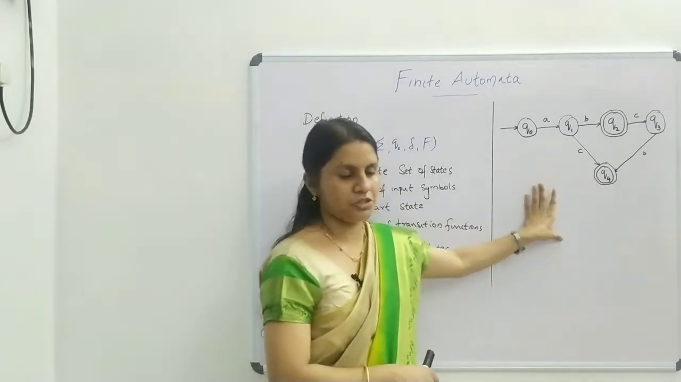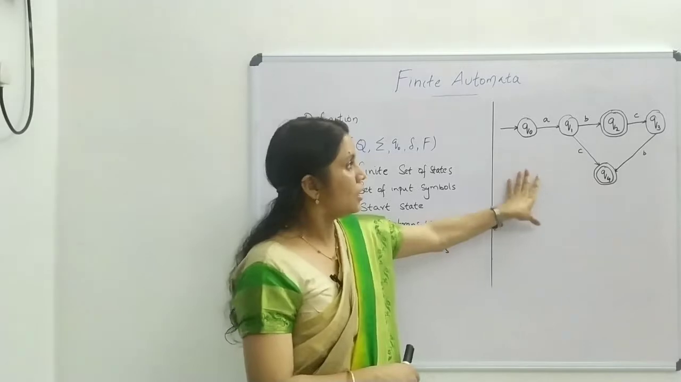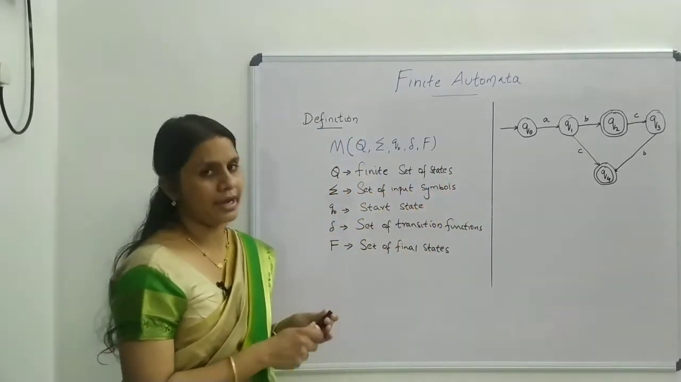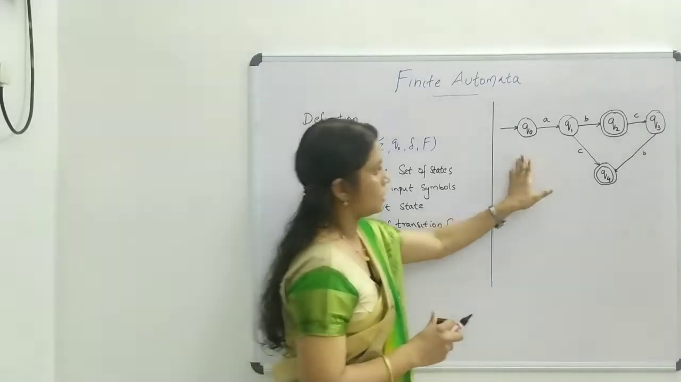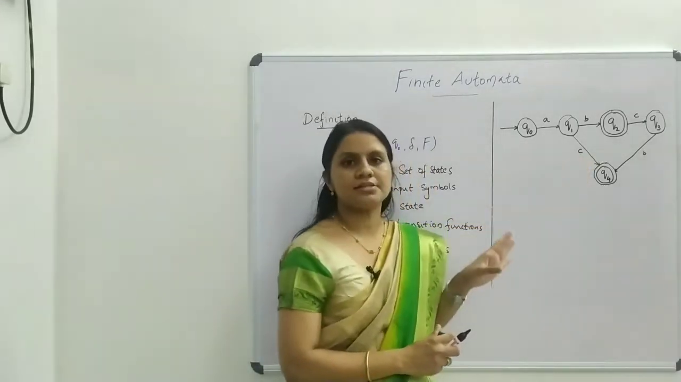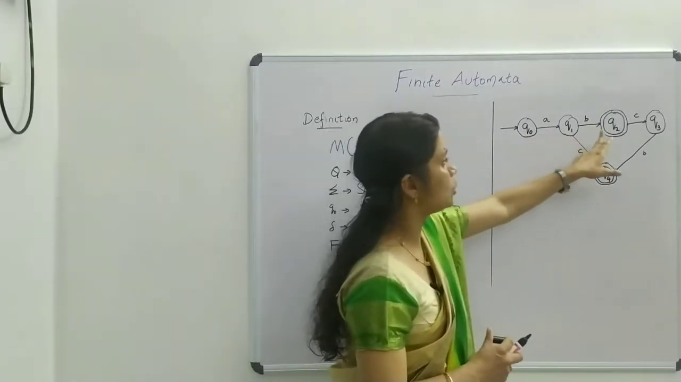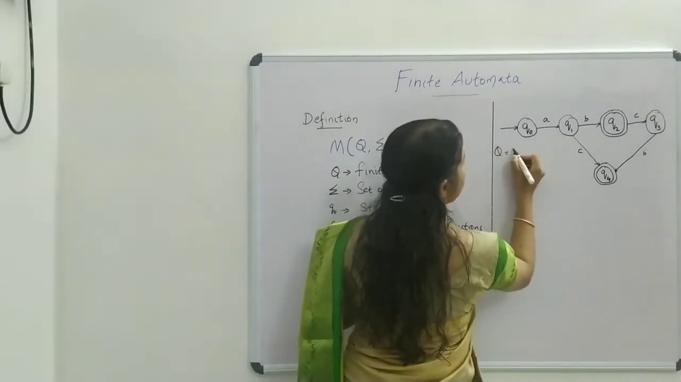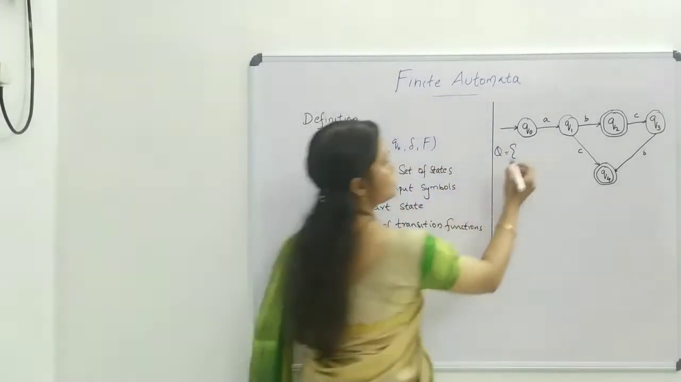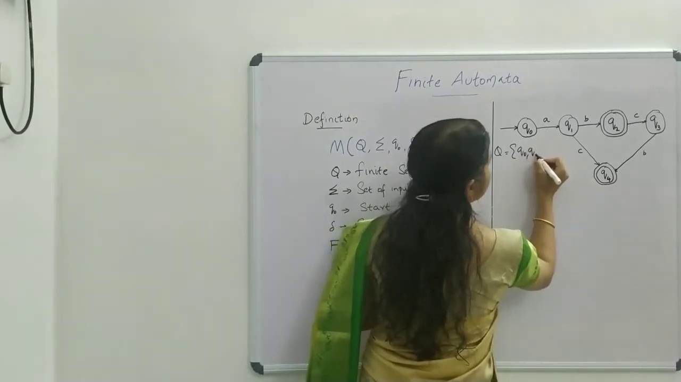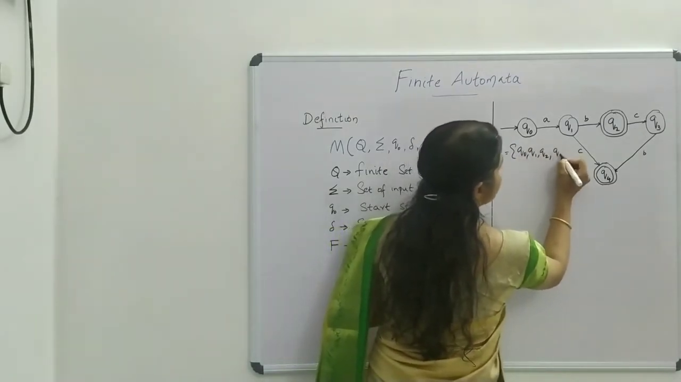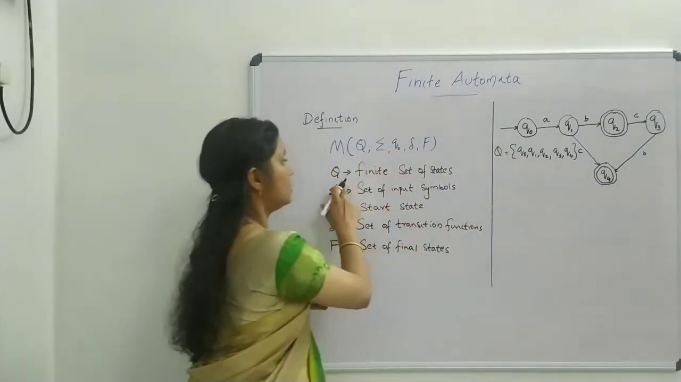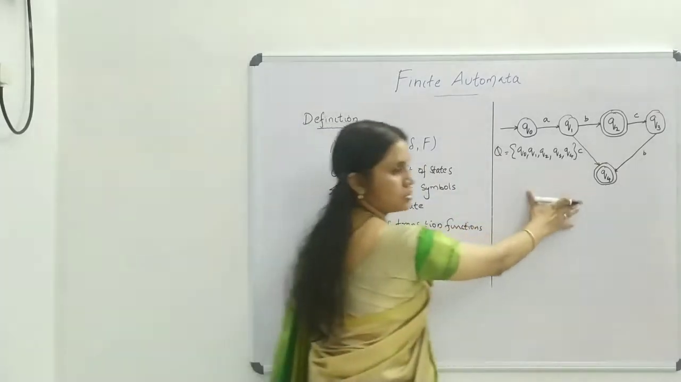This is a finite automaton, represented as M. Here, what is Q? Q represents the finite set of states. Look at this figure. How many states are there? Q0, Q1, Q2, Q3 and Q4. So Q denotes the set of states Q0, Q1, Q2, Q3 and Q4. This is the finite set of states in this automaton.